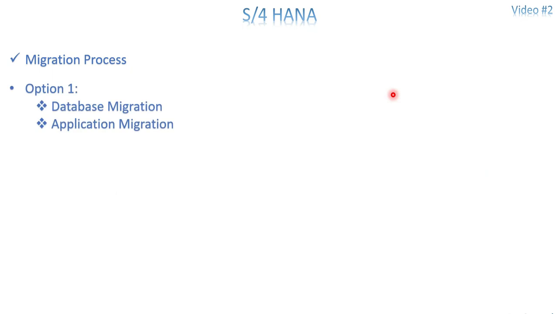So there are two options, depending on the customer's need. They have to decide whether they go with database migration or application migration, or both at the same time. It depends on the volume of SAP data, how SAP is used in their business, and how comfortable the users are migrating from ECC to S4. There are a lot of parameters for deciding between database migration and application migration. So the SAP people who are going to implement will give all the pros and cons based on their business design, and then the customer will decide which one is best for their need.